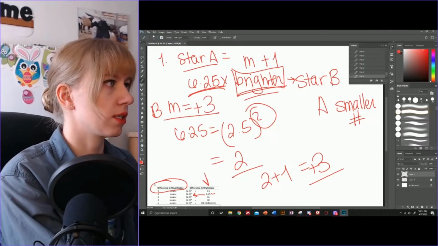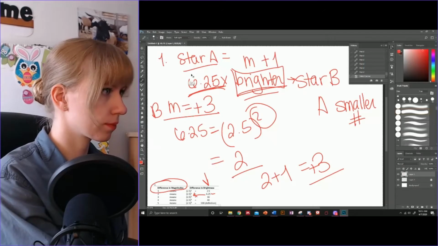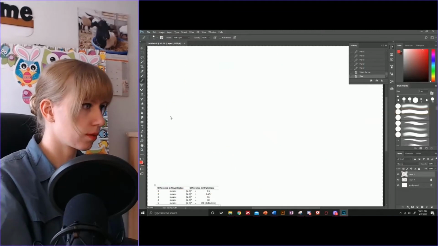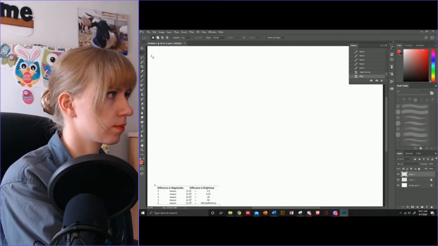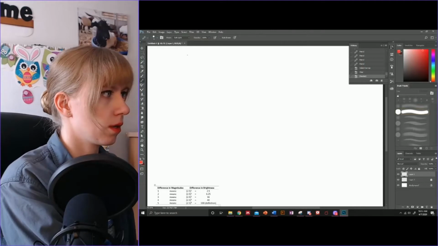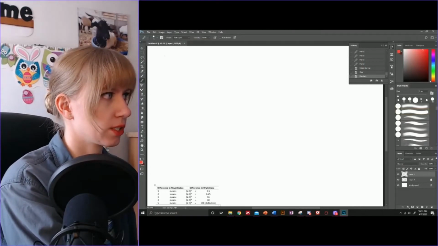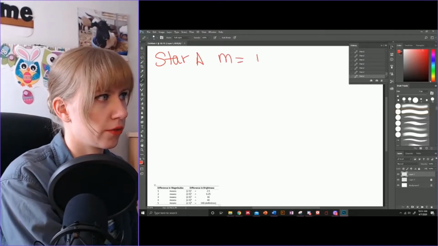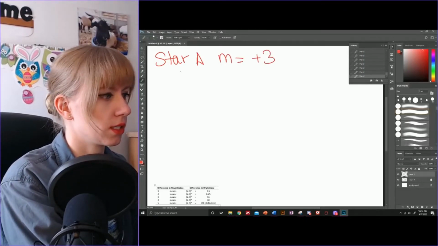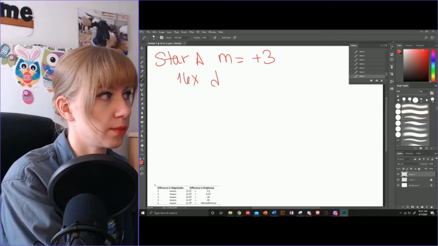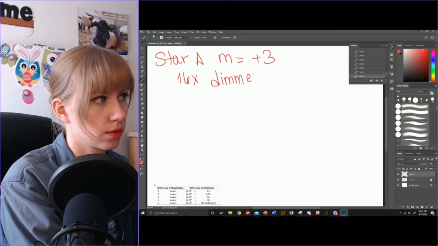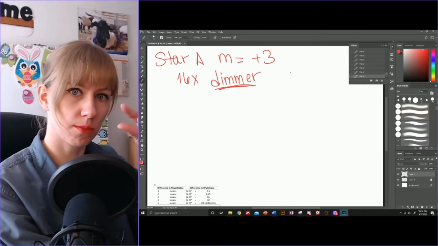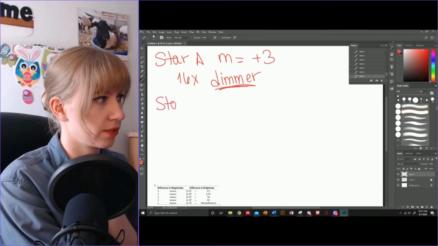All right. So let's try this again with a different example. So let's try a second one. Okay, star A has an apparent magnitude of plus 3. It is 16 times dimmer, in this case we are using dimmer, than B. Okay? So if A is dimmer, that means star B has to be the smaller number. So now let's try to find for star B.